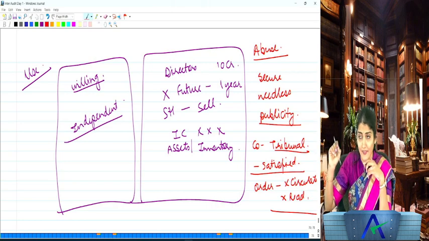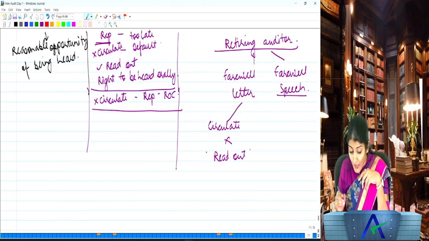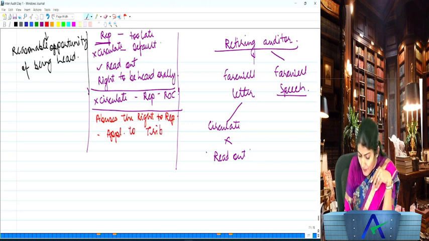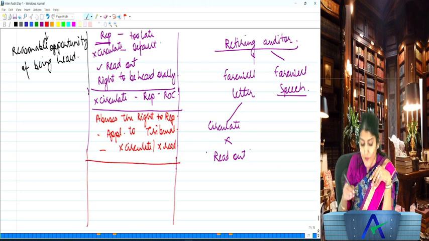Are you understanding that? If the retiring auditor abuses the right, are you understanding? Right? So if the retiring auditor abuses the right to make the representation, then the company needs to make an application to the tribunal. And then if the tribunal is satisfied, they may tell the company not to circulate and not to read out the representation. This is if they abuse the right.